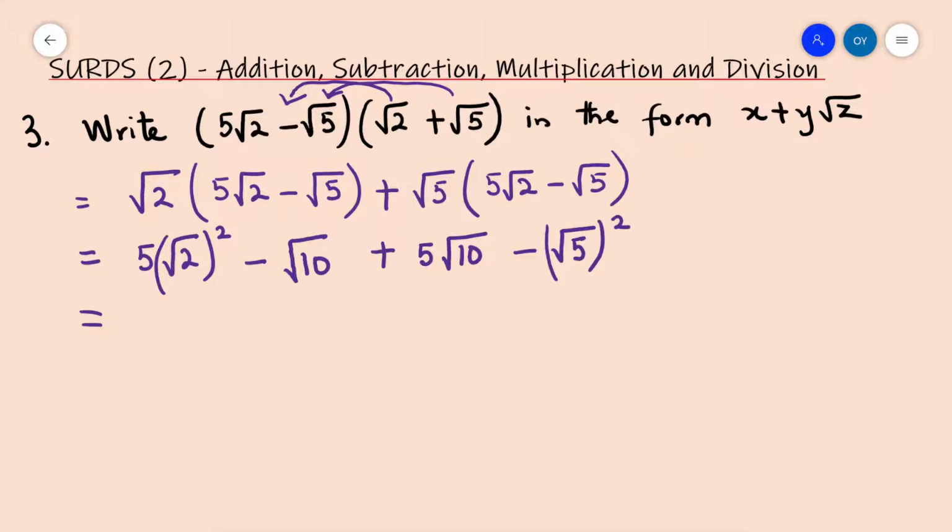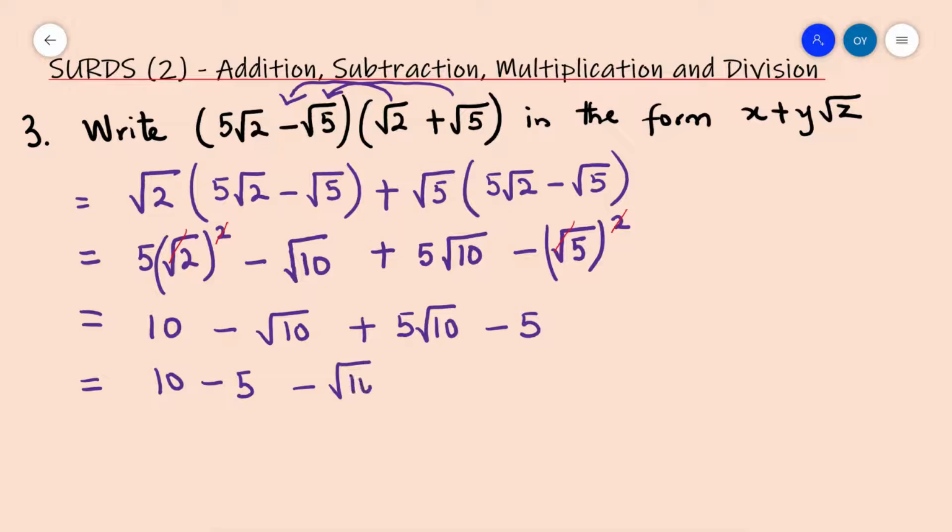So remember that square roots will cancel square, so this is gone. And likewise here, square roots cancel square. So now we have 5 times 2, and that is 10, minus root 10 plus 5 root 10, then minus 5. Rearrange this as 10 minus 5 minus root 10 plus 5 root 10. 10 minus 5 is 5.